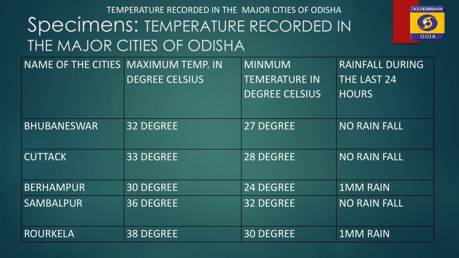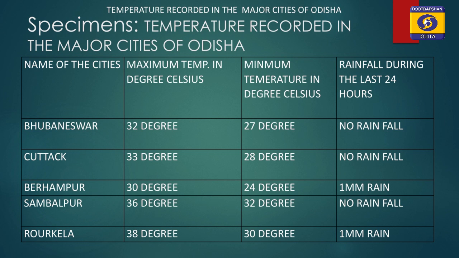Now, in the first column, the name of the cities, I have taken the names of 5 cities here: Bhubaneswar, Cuttack, Berhampur, Sambalpur and Rourkela. Then I have shown the maximum temperature and the minimum temperature. For example, Bhubaneswar, the maximum temperature is 32 degree and the minimum temperature is 27 degree, and Bhubaneswar has not experienced any rainfall. Then Cuttack, the maximum temperature 33 degree and the minimum temperature 28 degree, and again during the last 24 hours no rainfall in Cuttack.